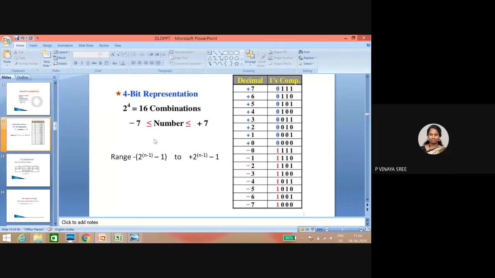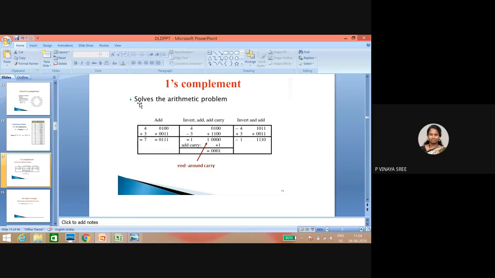Subtraction, binary subtraction using one's complement. There is a carry we need to add. Yes, good answer. And around the carry, we need to add the carry to the result. So here, while solving an arithmetic, whereas in signed magnitude representation we cannot go for addition, here it is solving that problem.